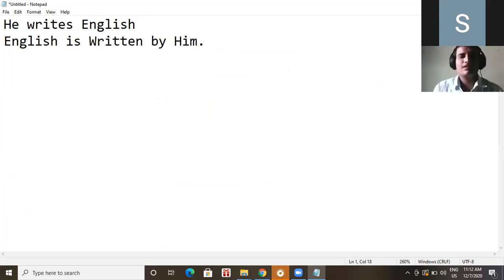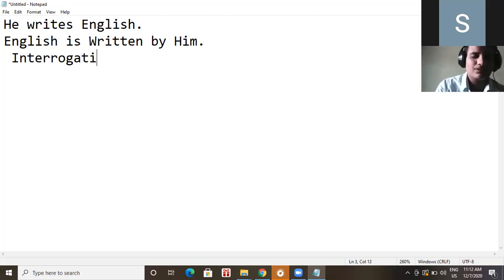This is in an imperative sentence. For example, in imperative sentence, simple present, we have to see. Does he write English? Have write example.